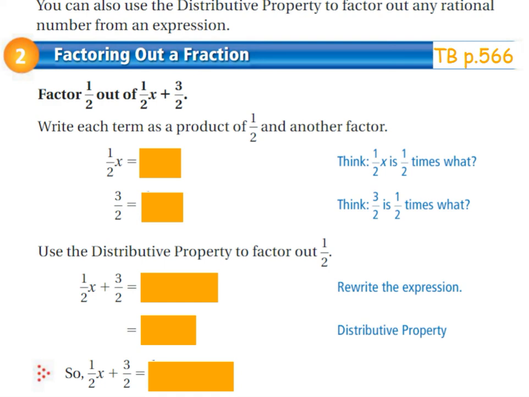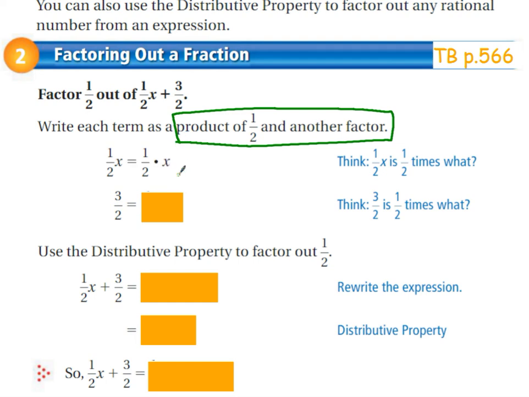New content. You can also use the distributive property to factor out any rational number from an expression. So in example 2, it says factor 1/2 out of 1/2 x plus 3/2. So we're going to write each term as a product of 1/2 and another factor. Basically, what times 1/2 gets me those numbers that I started with? Well, to get 1/2 x, all that I do is 1/2 times x. For 3/2, if I were to factor 1/2 out, I would have 1/2 times 3.